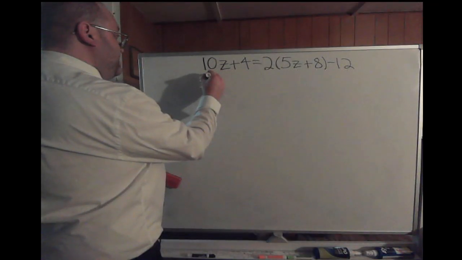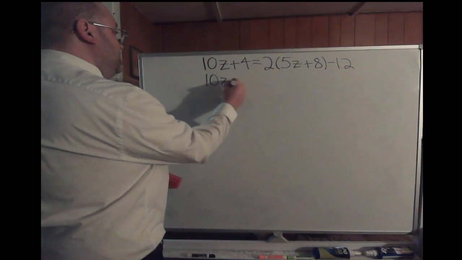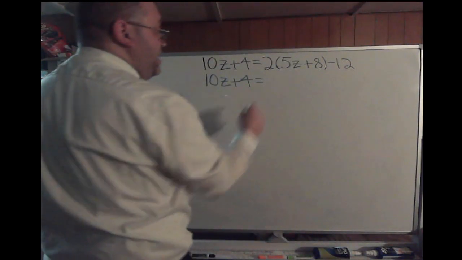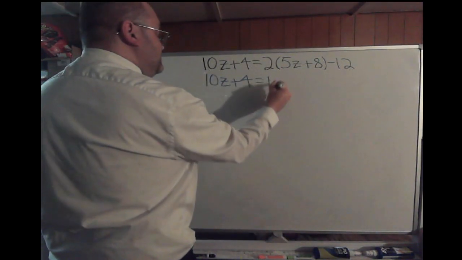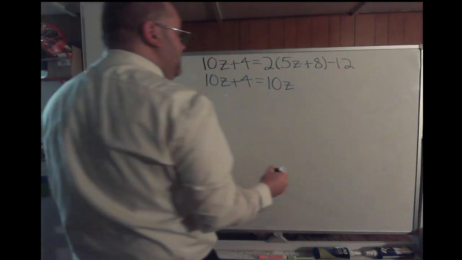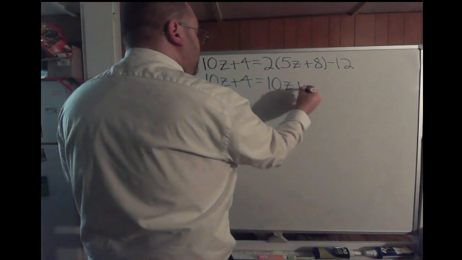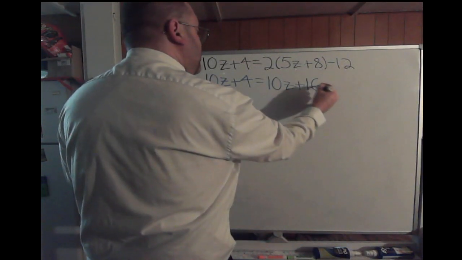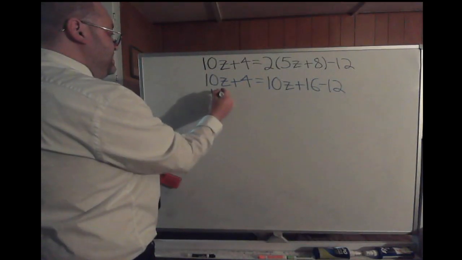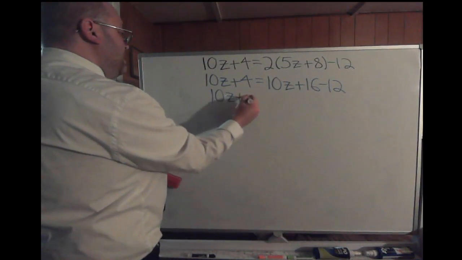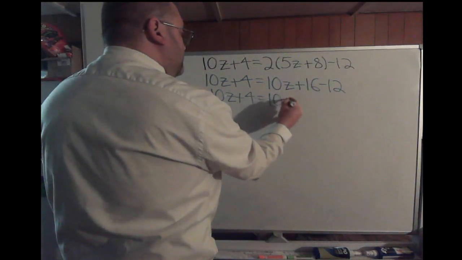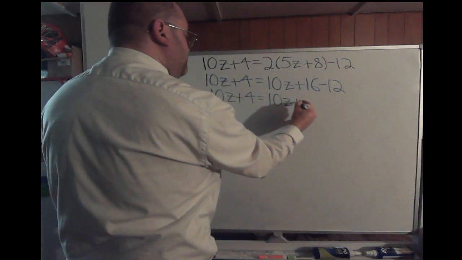Keep your left side the same for now. You'll have 10z plus 4. We'll set that equal to, we need to deal with a distributive property here. So 2 times 5z, that's 10z. And then we have plus 2 times 8, that's 16. Then you just have that minus 12 hanging out there. So you have on the left side 10z plus 4. You'll set that equal to, let's simplify the right, you have 10z. Then you have 16 minus 12, that's just plus 4.